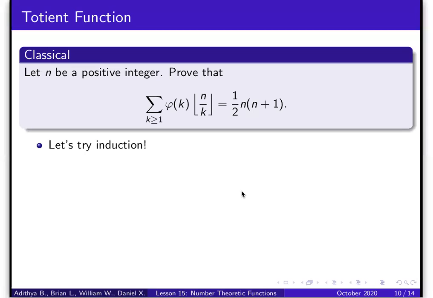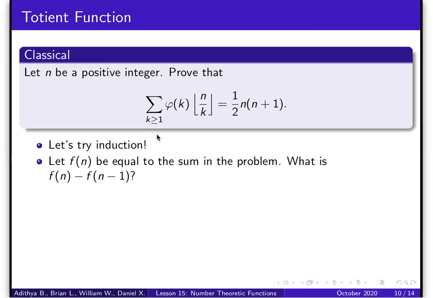To try to use induction here, we can let f of n be this sum. We want to compute the difference between two consecutive terms, like f of n minus f of n minus 1. And if we find that difference in terms of n, then we can use induction with a base case to finish the problem. So let's look at this sum. Does anyone have any idea for what it's equal to? This difference f of n minus f of n minus 1.